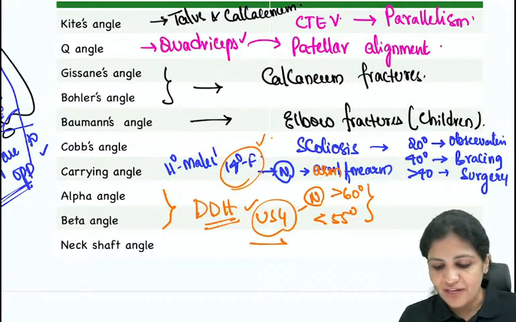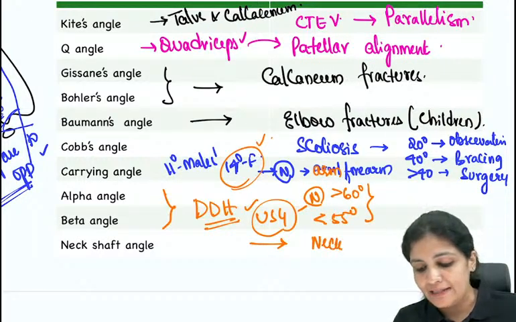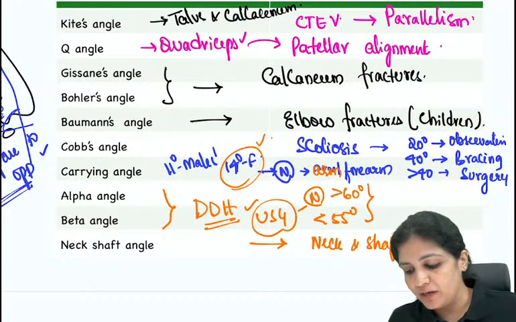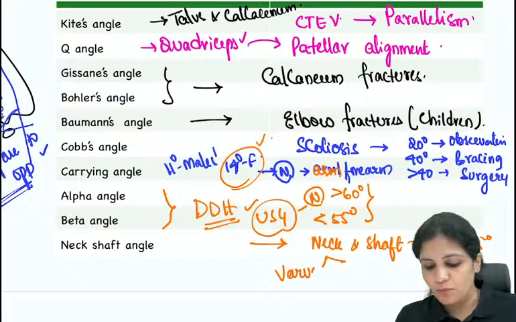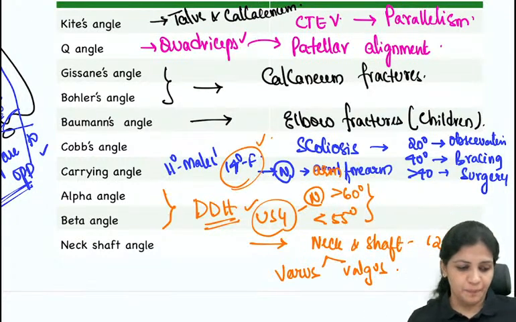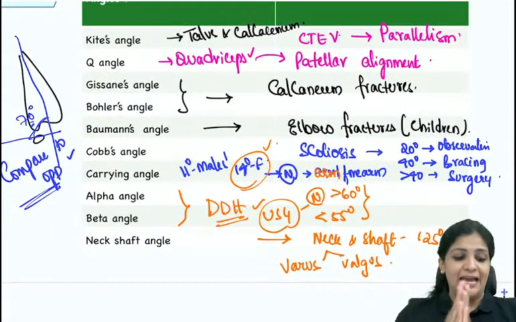And what is neck shaft angle? Neck shaft angle is the angle between the neck and the shaft of the proximal femur. It is somewhere about 125 to 135 degrees. Any increase and decrease will result in what is called varus and valgus, right? These are the various angles which you have to remember.